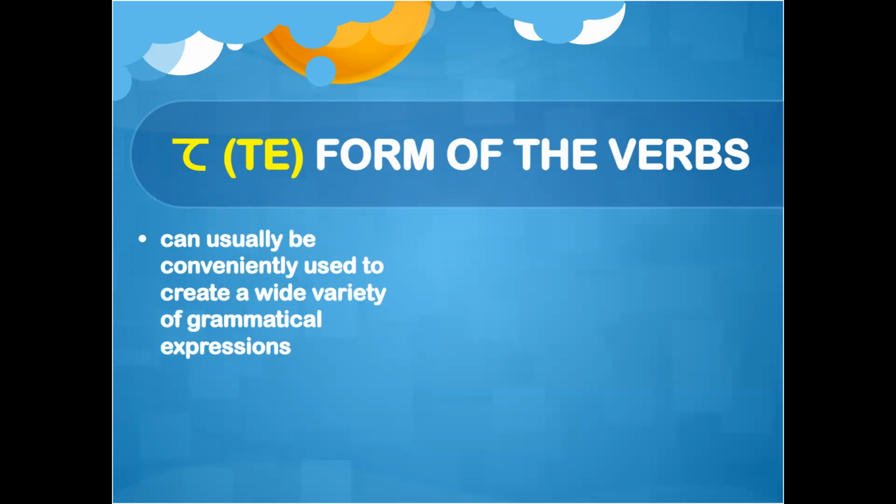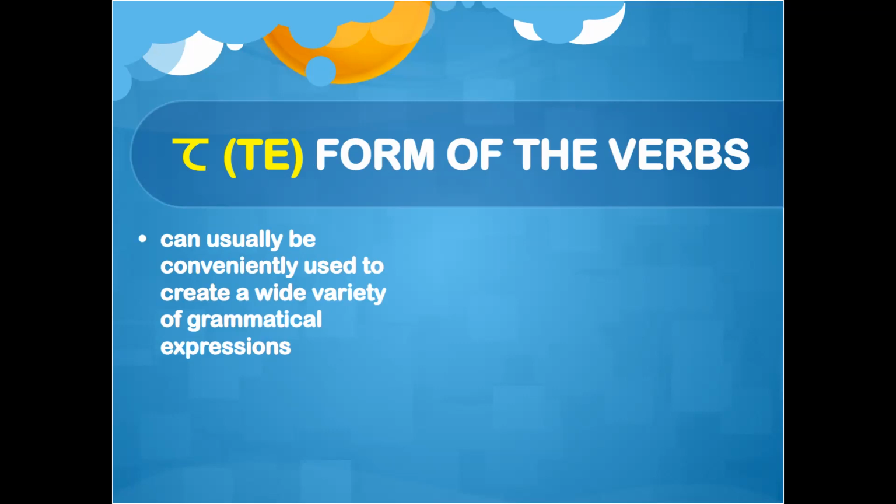And the other form or the conjugation of the verb that you need to learn is the te form, because these can usually be conveniently used to create a wide variety of grammatical expressions. So let us say you want to ask for a favor and you need to use please, or to say please in Japanese, you need to put the word kudasai. So before you add the kudasai, you need to change the form of the verb into its te form. And also in expressing the progressive action, you need to change also the verb into its te form before you are going to have imasu.